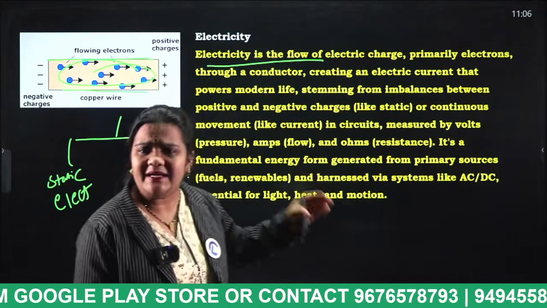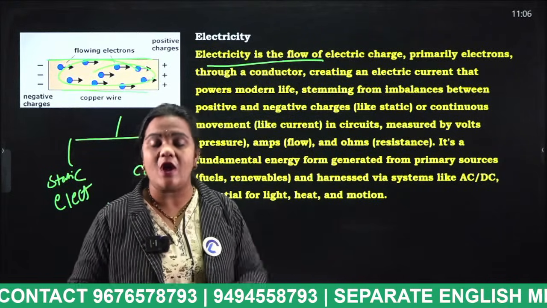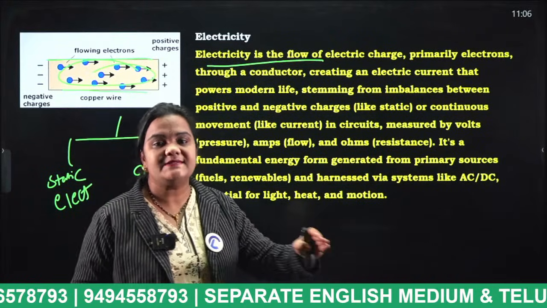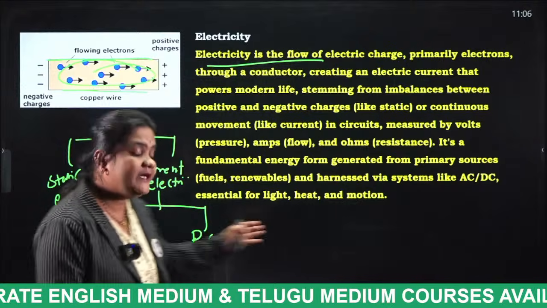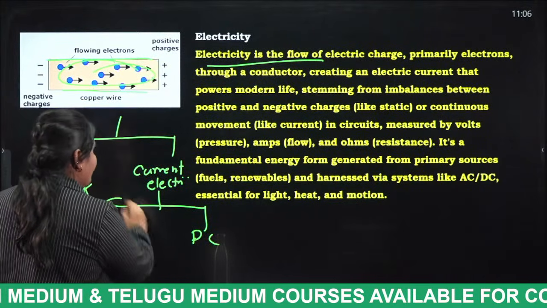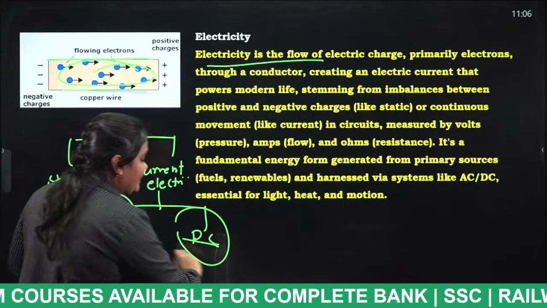What do you mean by current electricity? Just now I have told you, the flow of charges through a conductor or through a cross section is considered as current electricity, or electricity. And in this electricity we have two types: one is alternating current and one is direct current.